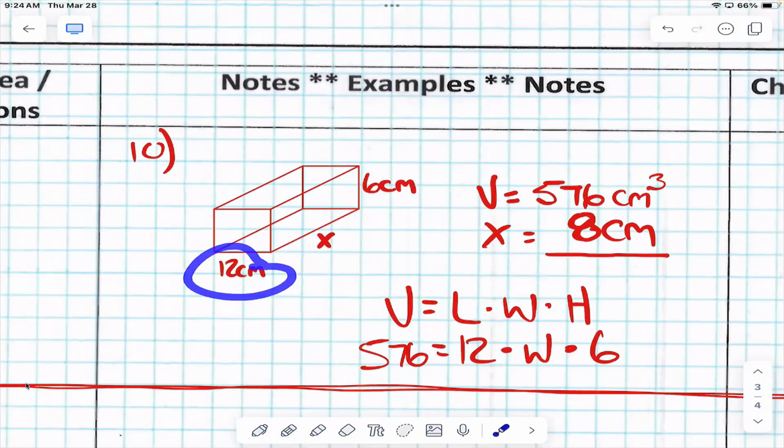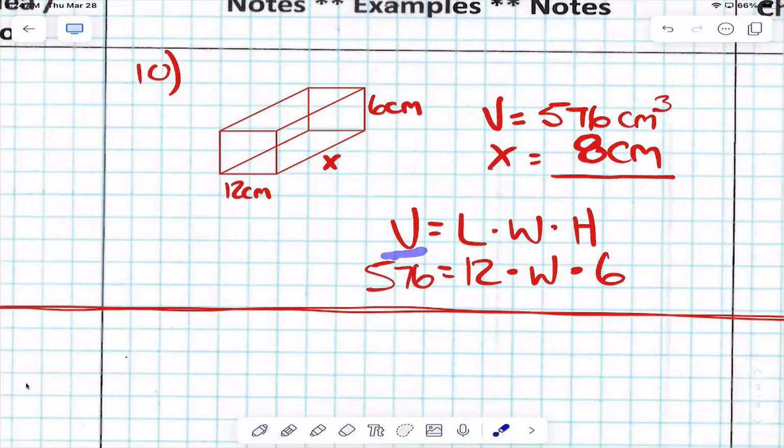Last one. I gave you some different information. I actually gave you the length and the height. I did not give you the width. I did tell you what the volume would be though, yes? So you know the volume, you know the length, you know the height, you just didn't know the width, did you? What strategy did some of you use?